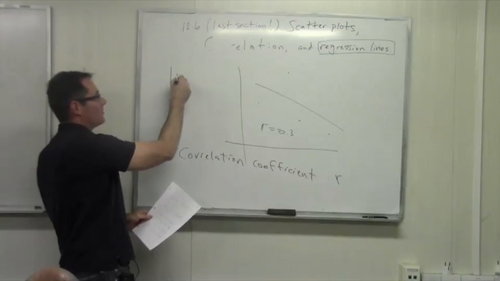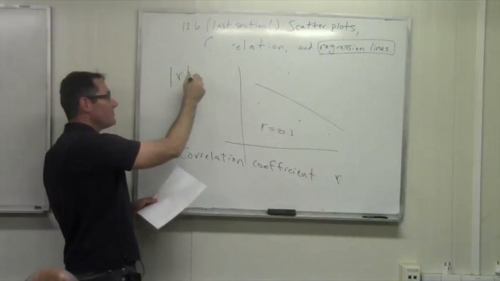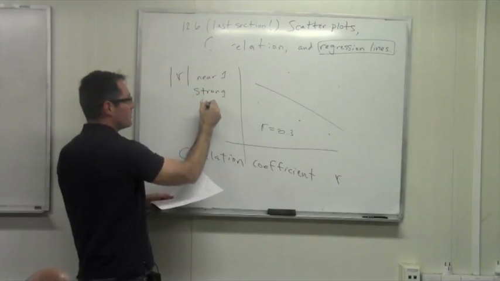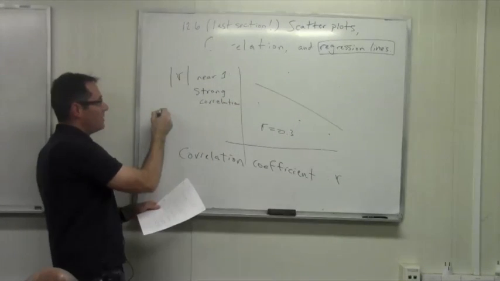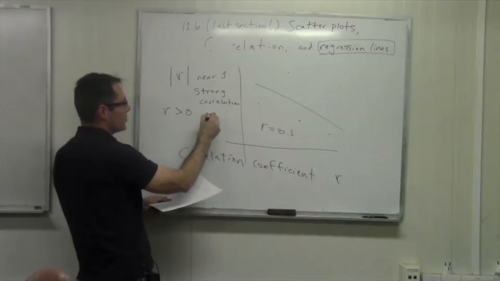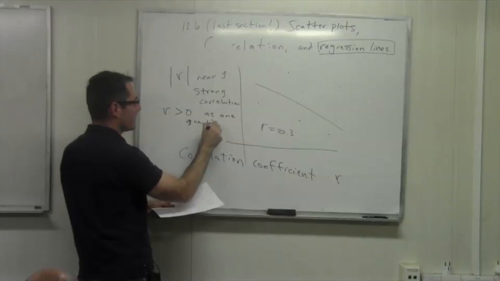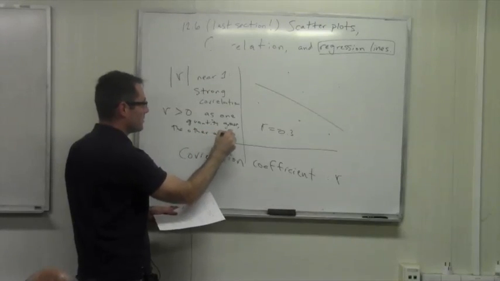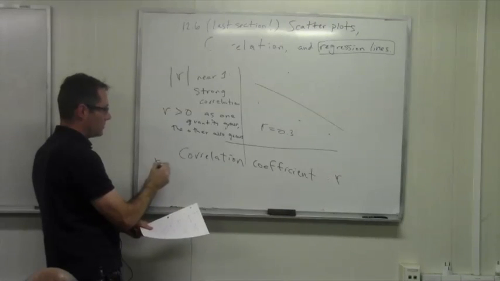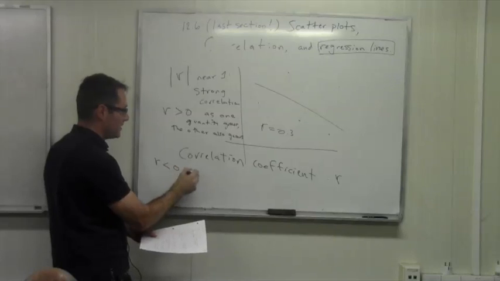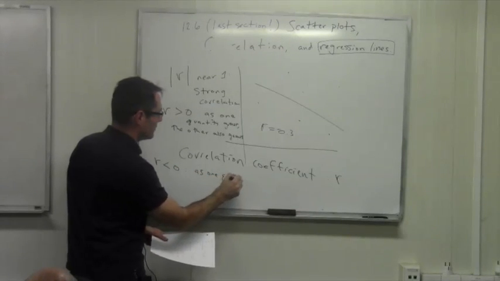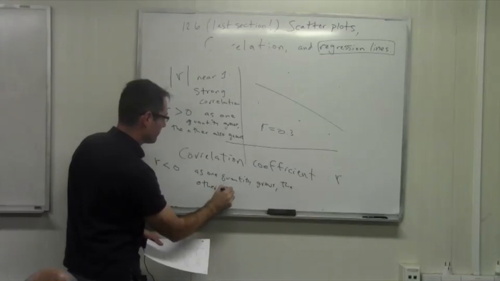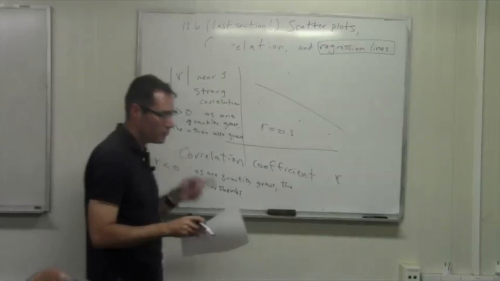This is going back to like the first day of class. Anybody remember what this was? A little final review. Absolute value. If the absolute value of R is near 1, that means you have a strong correlation. Okay? If the coefficient of correlation is greater than 0, then as one quantity grows, the other also grows. And if the coefficient of correlation is less than 0, it means as one quantity grows, the other shrinks. Okay? Coefficient of correlation.